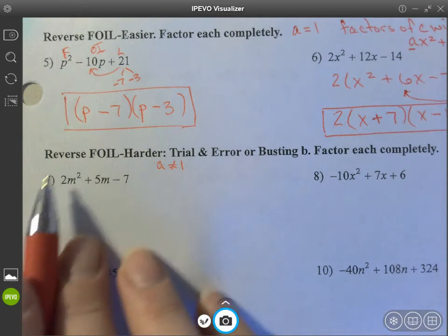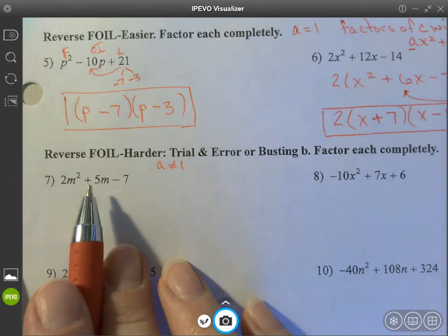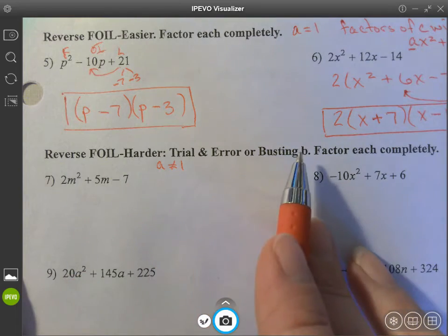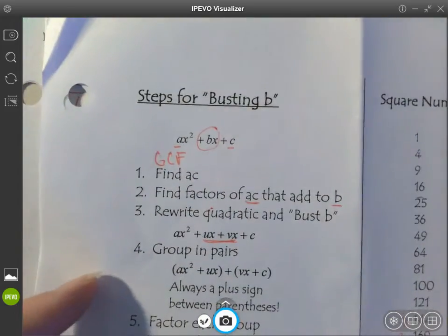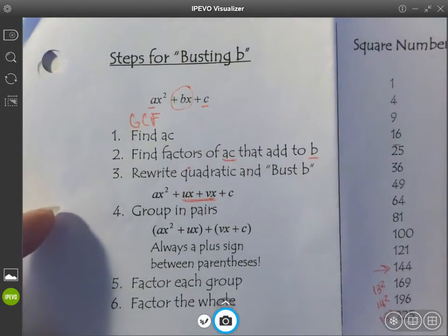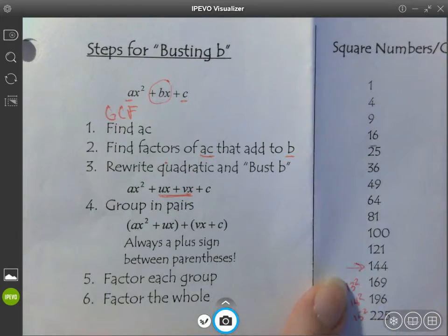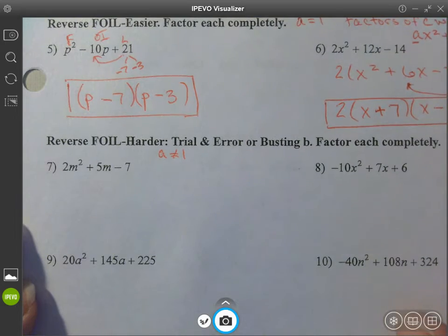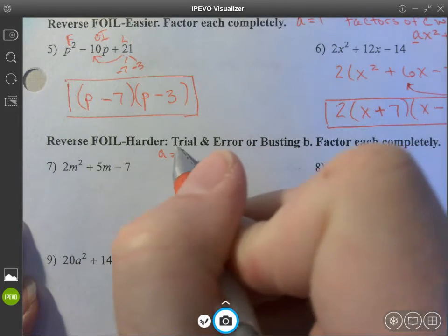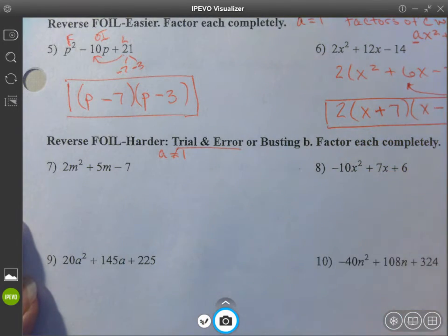Now, I think this is a great trial and error problem, but if you like busting b, or factoring by grouping, you can always do that. You guys have that half sheet that we talked about that has the steps for busting b, as well as your perfect squares as a nice reference. So that might be something that you want to use as you're studying. Okay, I'm going to go ahead and just do trial and error. But again, if you want to, we can go over a busting b one.